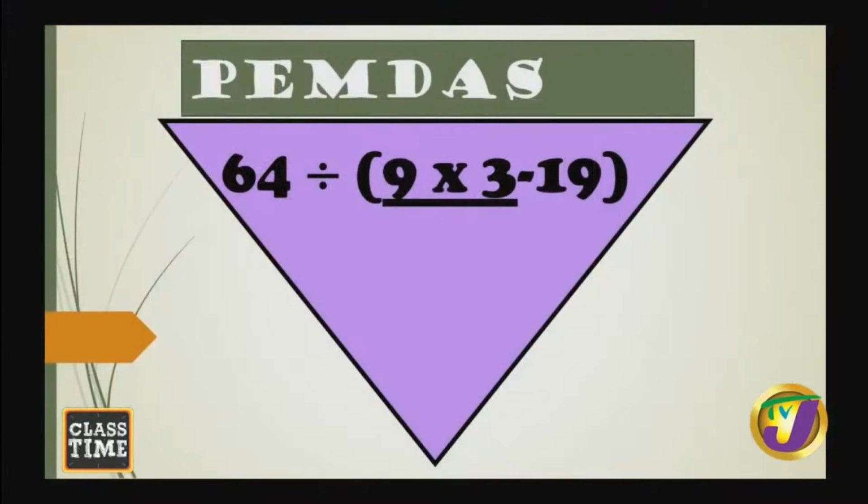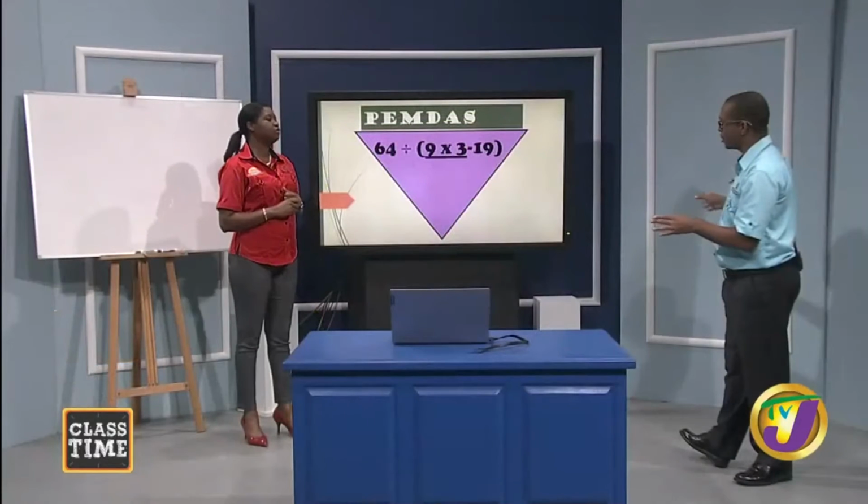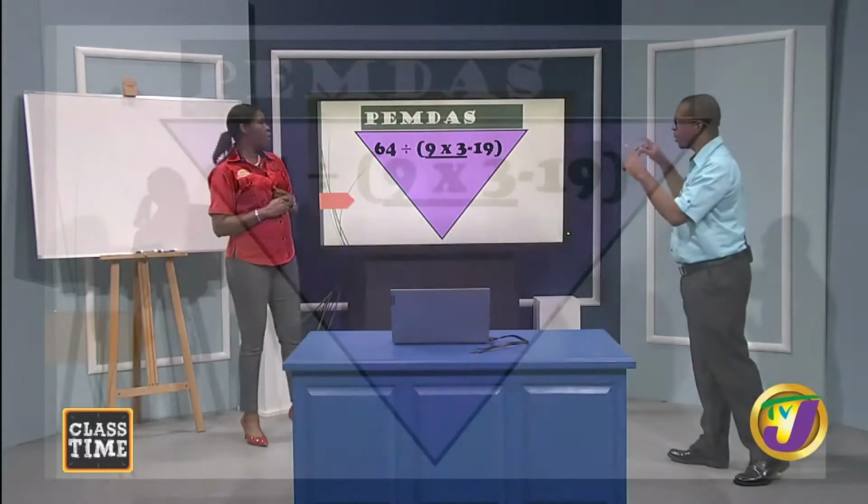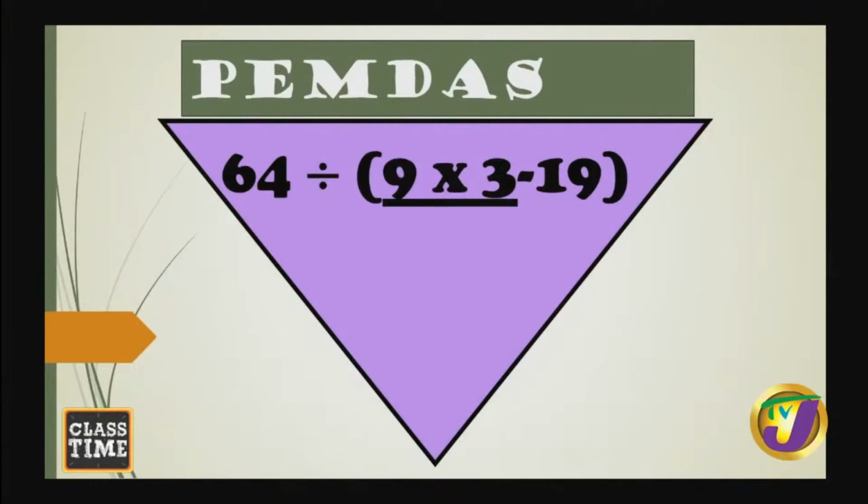The first thing I'm looking for is the operations. I'm seeing division, I'm seeing multiplication, I'm seeing subtraction, and I'm seeing the parentheses. Good. And as you said, we have to focus on what is in the parentheses first, because that's our priority. So I'm going to work with those things in the parentheses, or what we call brackets, first. In the parentheses, you notice there are two operations. Multiplication and subtraction.